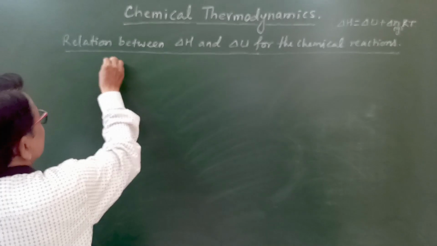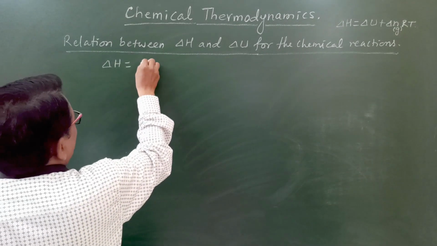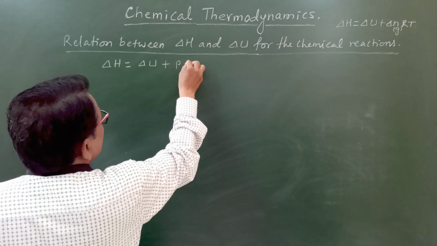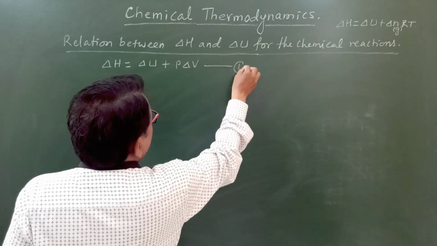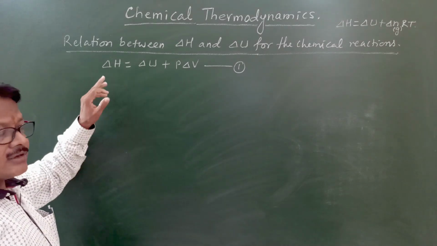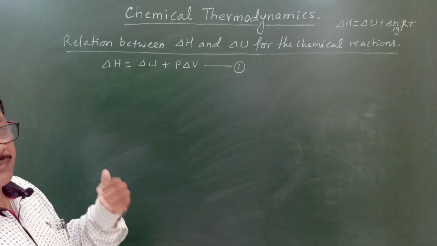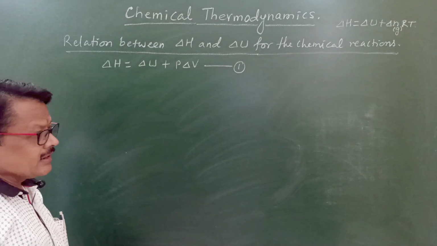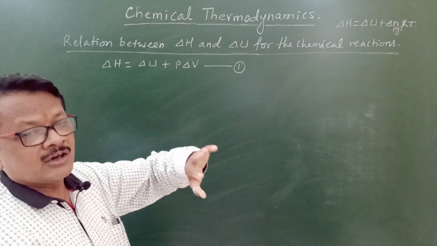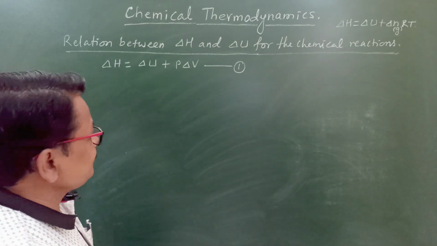What was the last equation we just saw here? Delta H is equal to delta U plus P delta V. This is the equation we just derived. Delta H means enthalpy change between two states of this system, initial state and final state. Delta U, internal energy change of this system. P is the pressure which is constant, and delta V is the change in volume.